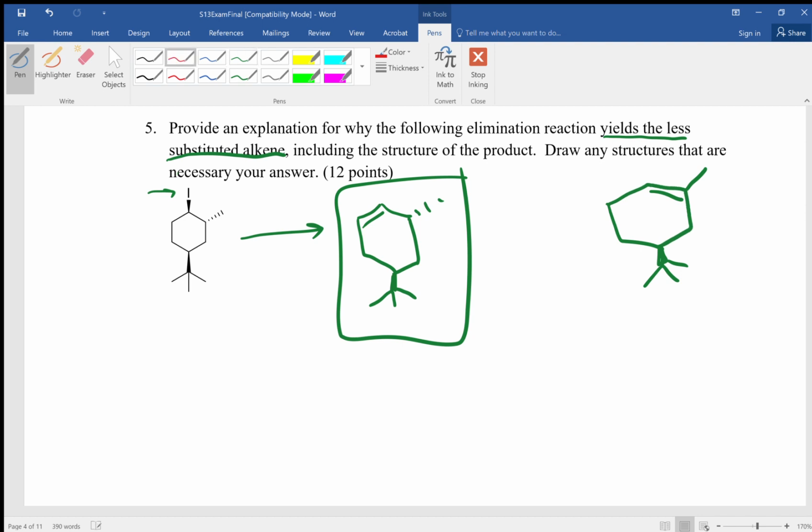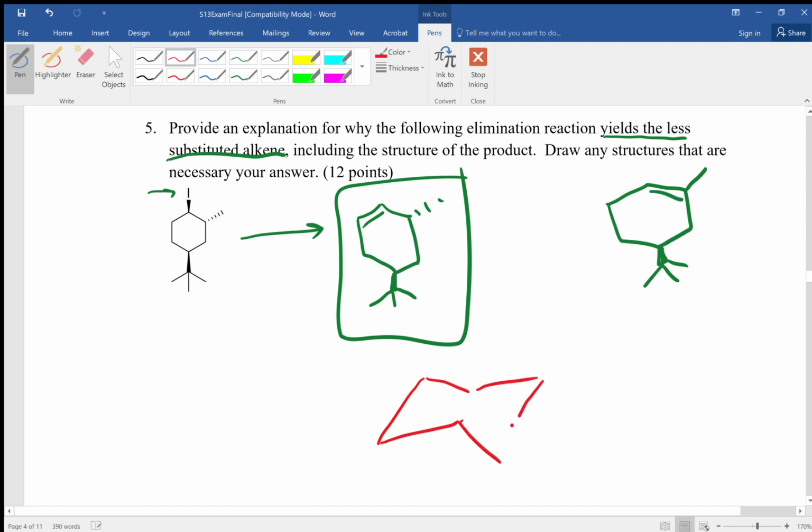Well, with a cyclohexane ring, always a safe bet to draw a chair conformation if you're not sure what's going on. The tert-butyl group is up, and we know that has to be equatorial. We can then fill in the iodine as well as the methyl group. How does this help us?